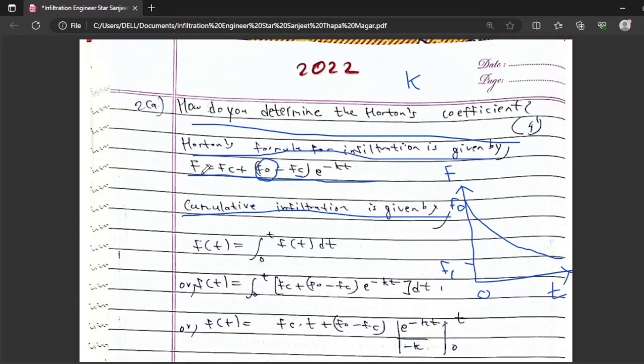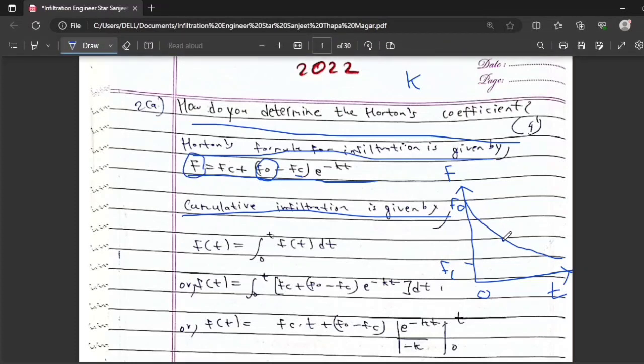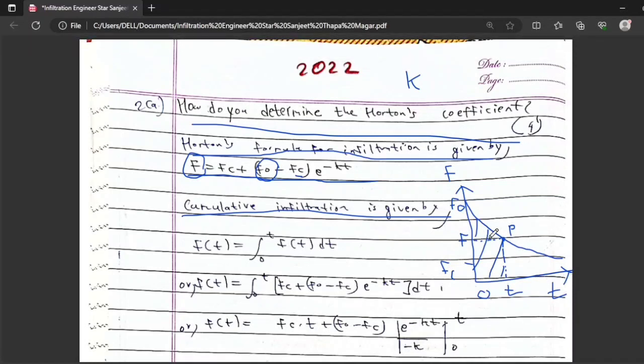To find the infiltration at any point, we draw the horizontal and vertical lines from here, and this is f, and the time corresponding to this point is this t. The cumulative infiltration from time 0 to t is given by the integration, that means the area under this curve, bounded by the x-axis, above the x-axis, from time 0 to time t.